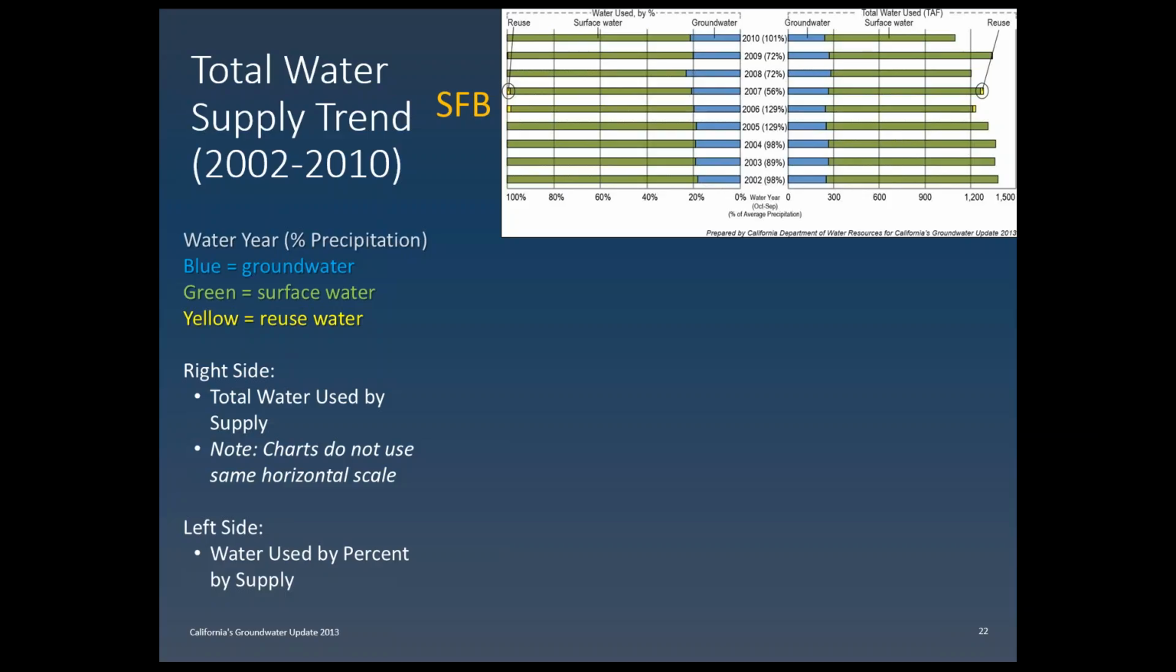The blue on that chart represents groundwater. The green represents surface water, and the yellow is reuse. On the right-hand side, that's the total water used. And the charts, as you will see, on the right-hand side, they're not at the same scale. And on the left side of that butterfly is the percent of the water supply.